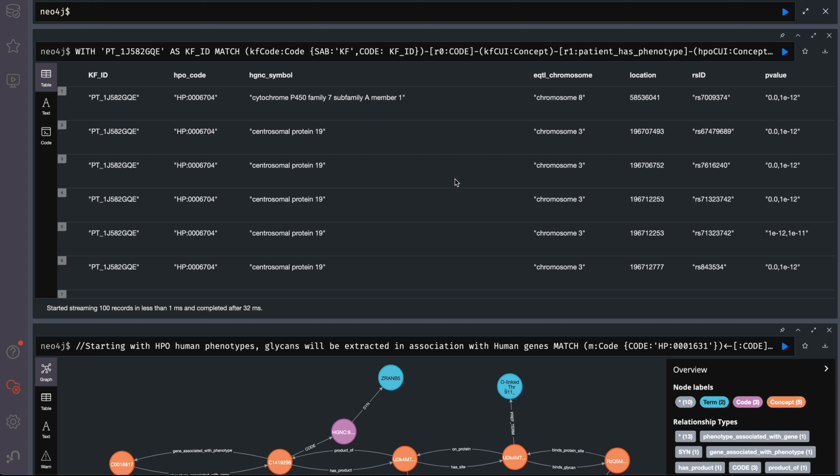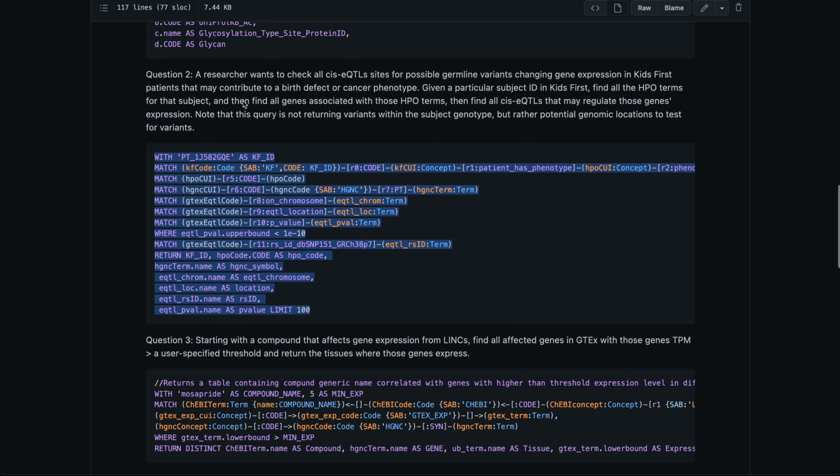So researchers now have the ability to query Glygen data, GTEx data, and ostensibly Kids First data to get data back to inform research on specific sites that may be functionally related to heart defects through gene to phenotype relationships.